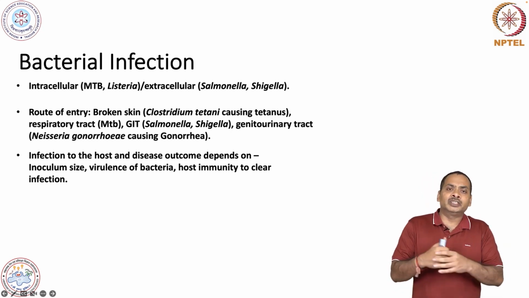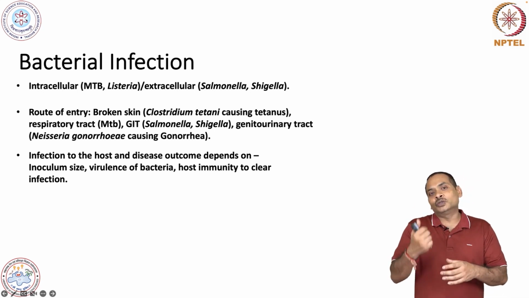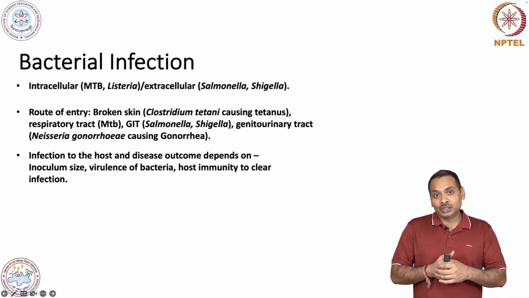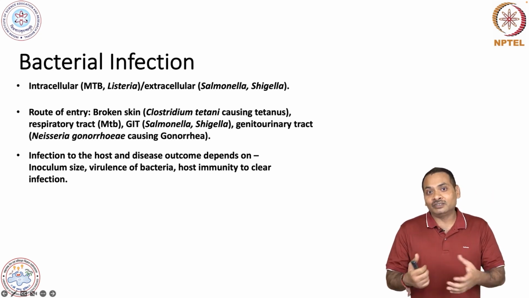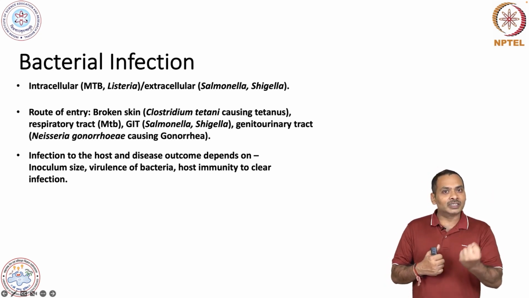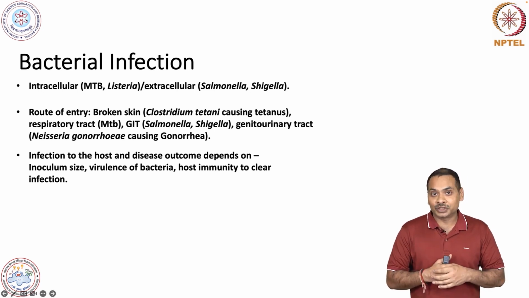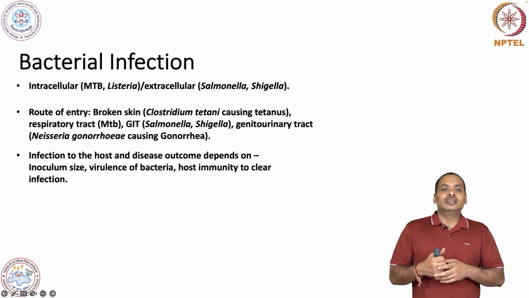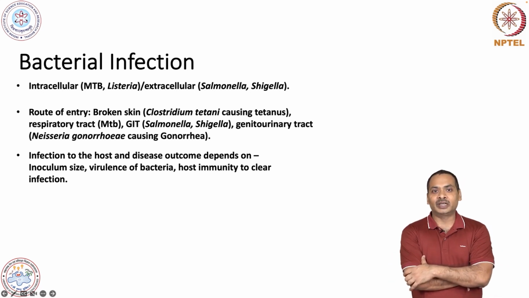Everything is dependent on the other. Like host immunity depends on the genetic and status. So, for example, if host immunity is very good and if inoculum size is also very big, then that will cause the infection. If the inoculum size is small, then that will be cleared by the host immunity, right. So this is just a brief introduction about the bacterial infection.